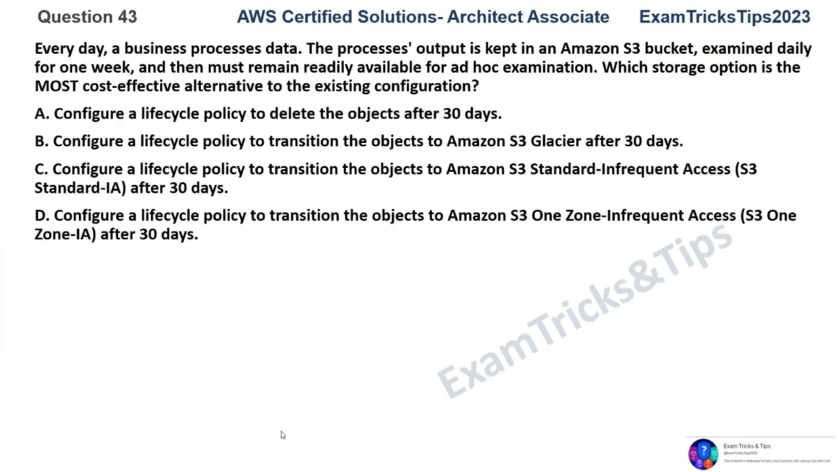Question number 43. Every day a business processes data. The process output is kept in an Amazon S3 bucket, examined daily for 1 week, and then must remain readily available for ad hoc examination. Which storage option is the most cost-effective alternative to the existing configuration? So this is an S3 storage class conversation.